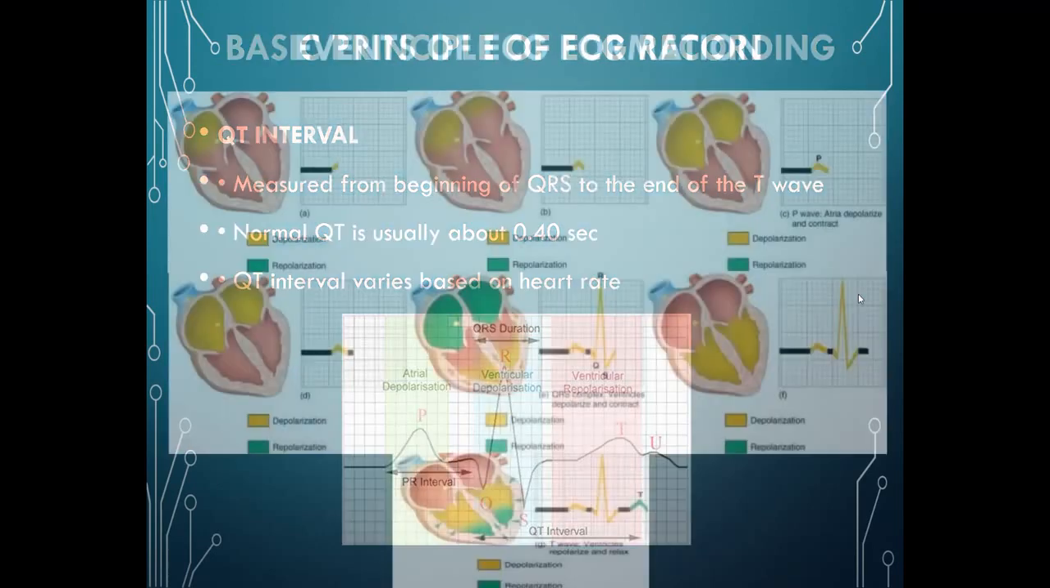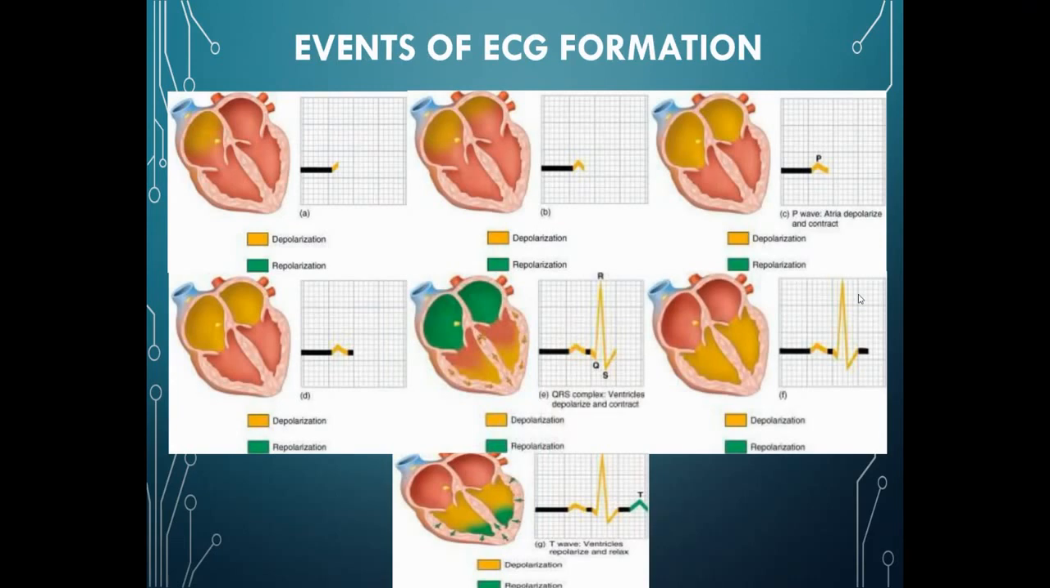So this is how your ECG formation takes place. First is the P wave, and then again comes the P wave, the QRS complex, and then the T wave, and all the segments and intervals. And finally, you can see in the last image what the ECG formation looks like in actual.